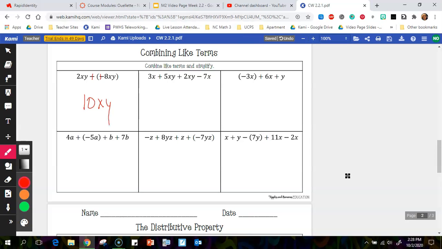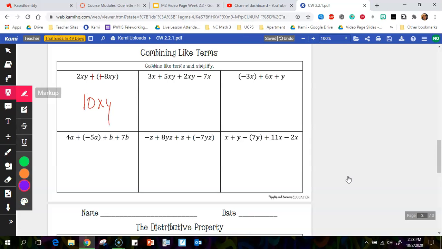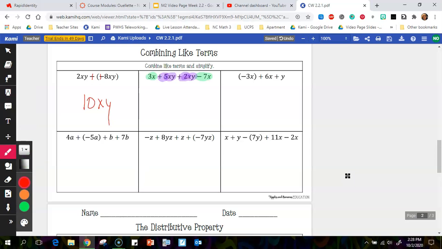Let's look for our like terms here. We'll use our highlighter. We have a 3x and a negative 7x, so be sure you highlight the negative as well. And then the 5xy and the 2xy are like terms also. 3x minus negative 7x is negative 4x, plus 7xy.